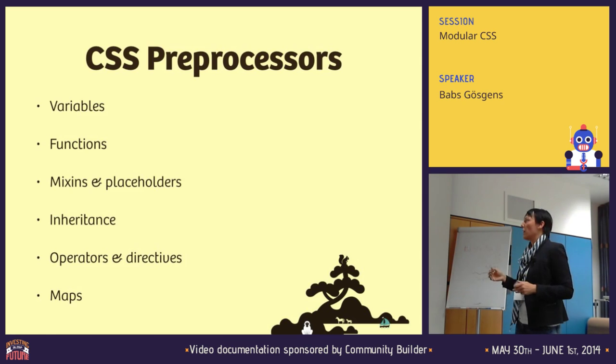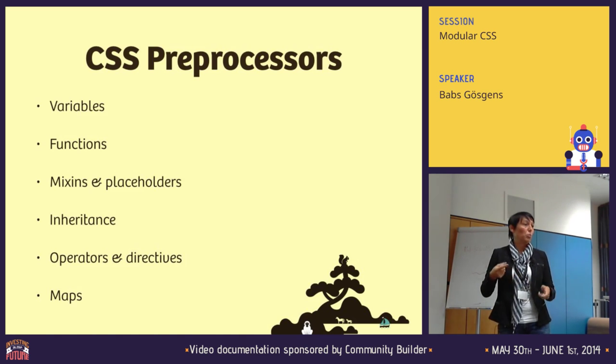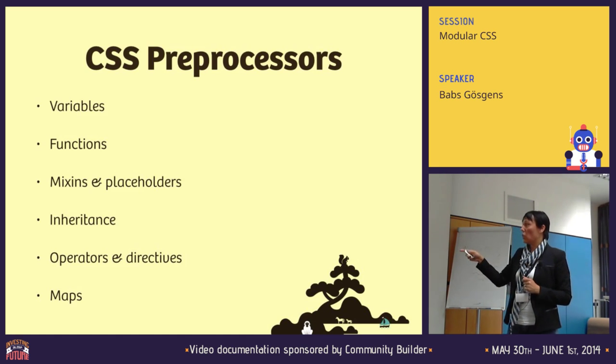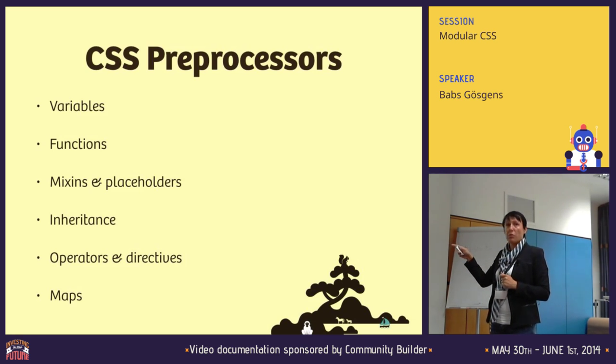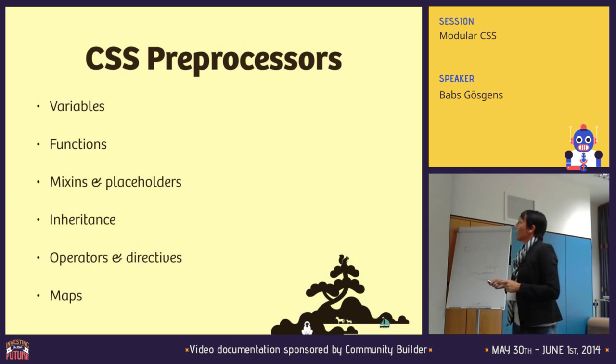If you want to know about those, then just come find me after, because it would take too long to explain all of them. Inheritance we've already seen. Operators and directives like for loops and if. And maps, which is very new, only introduced in a recent release, 3.3. And maps basically give us kind of like associative arrays, and you can do some really interesting stuff with that.